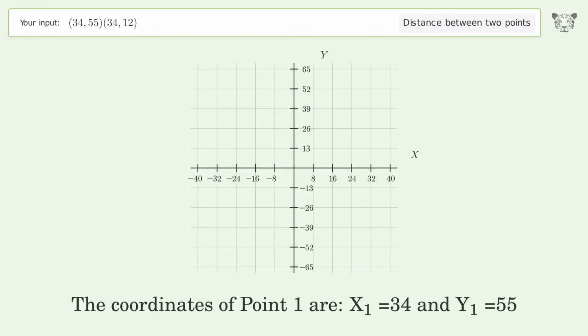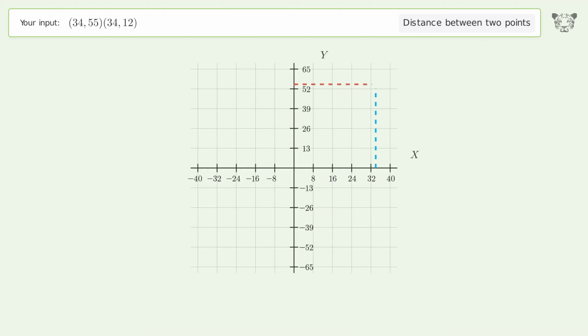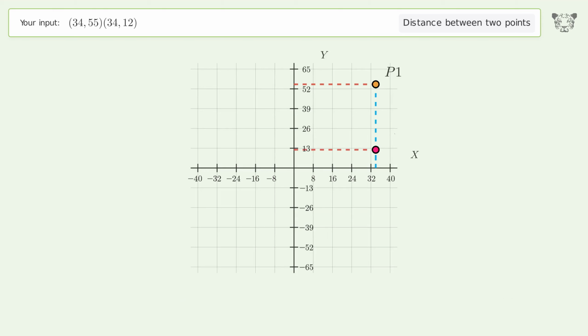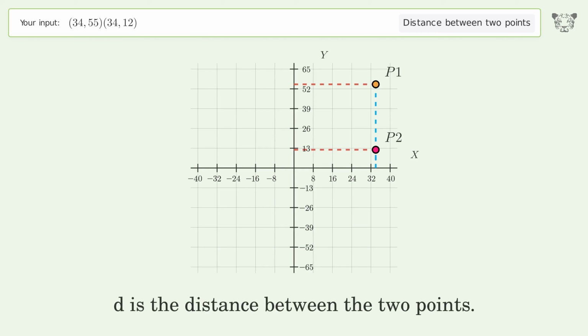The coordinates of point 1 are, x1 equals 34 and y1 equals 55. The coordinates of point 2 are, x2 equals 34 and y2 equals 12. D is the distance between the 2 points.